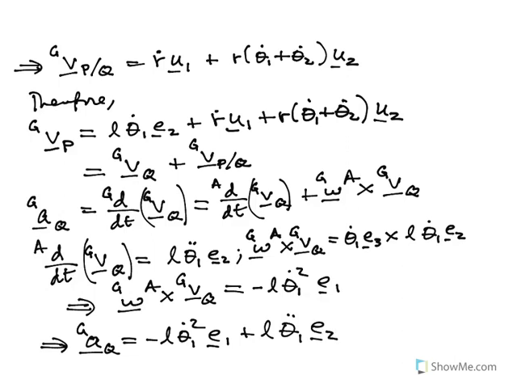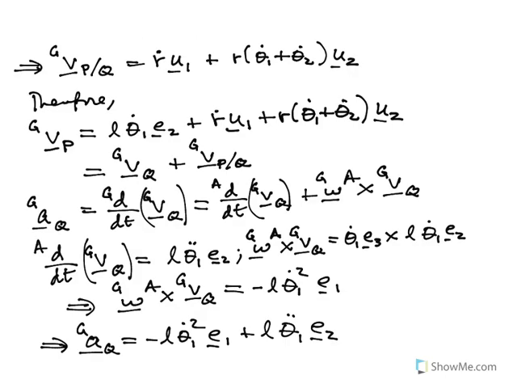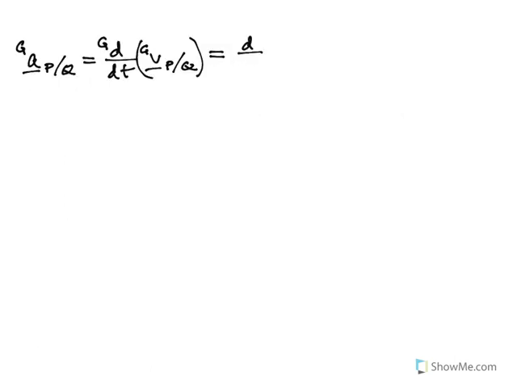That part, the transport, was done from A to G. Now we're going to do the second part, which is that the acceleration of P relative to Q in G is equal to d dt in G of the velocity of P relative to Q in G. Once again, look at the second part of this vector. The velocity of P relative to Q in G is expressed in coordinates fixed in the second arm, fixed in frame B. So this is going to be a transport from frame B to frame G.